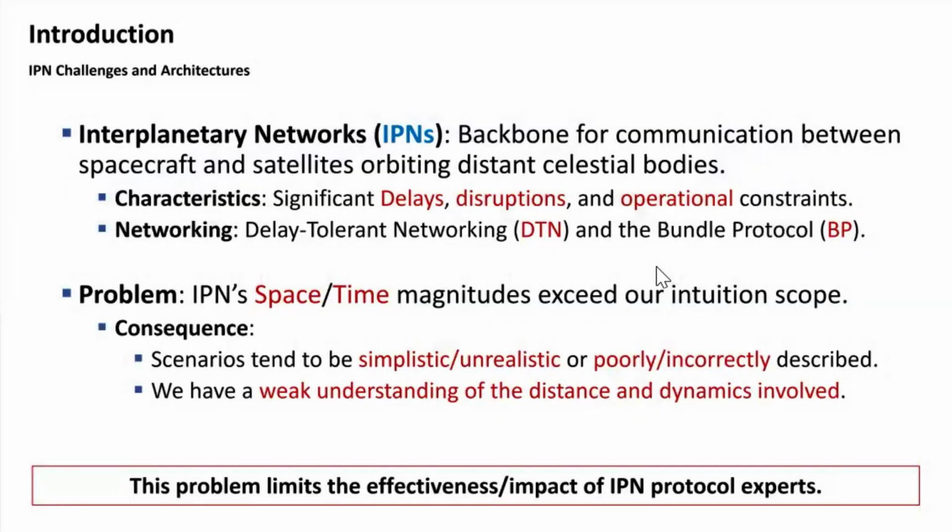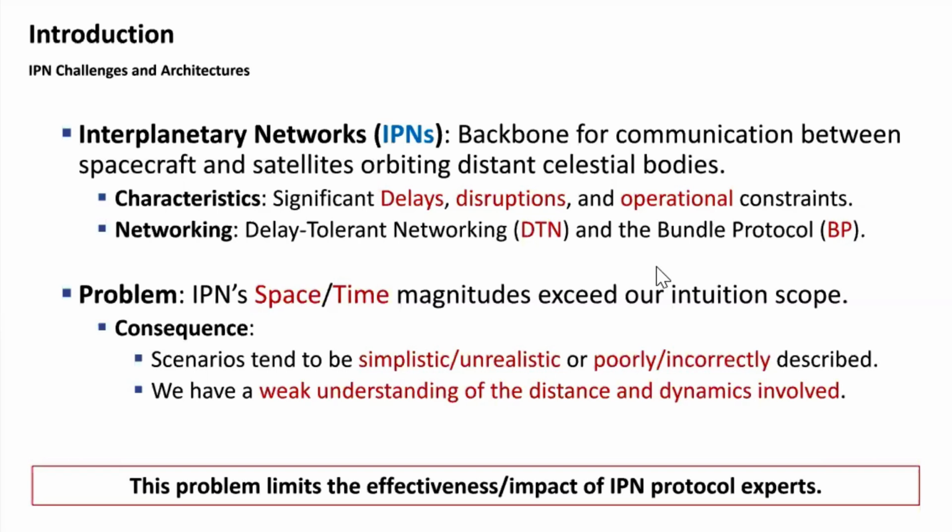Okay. So, IPNs, interplanetary networks, we care about this. It's the definition for the backbone of communication between spacecraft and satellites on the interplanetary scale. We also know this as the solar system internet. And of course, as we all know already, the main characteristics of these systems are severe delays, disruptions, and very complicated and constrained operational conditions. We basically work on DTN and related architectures to operate in such harsh conditions.